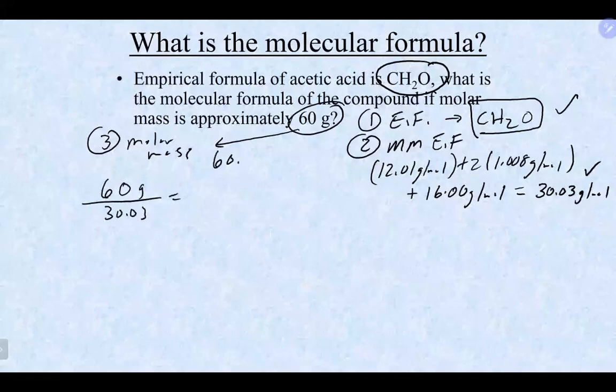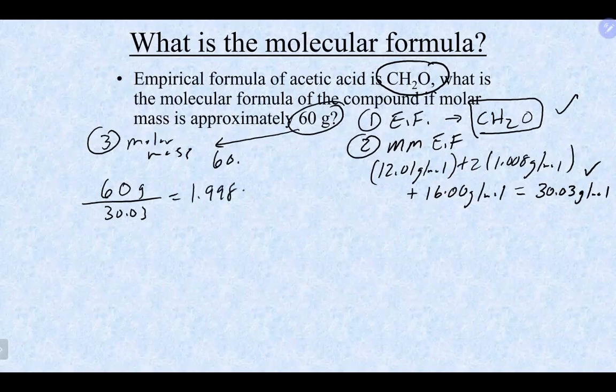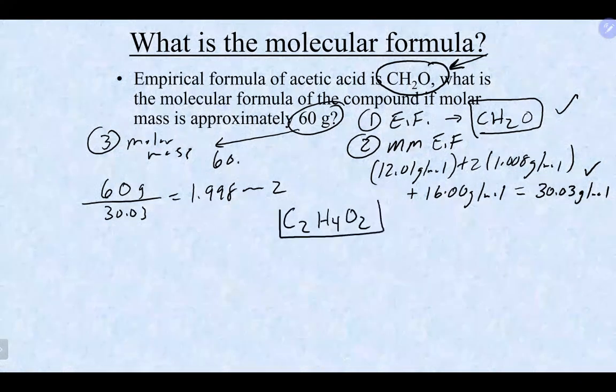And in this case, we do end up with about 1.998, which is pretty close to 2. That means that we're going to take our empirical formula here and multiply it by 2. So when you do that, that is C2H4O2. And that would be our molecular formula.